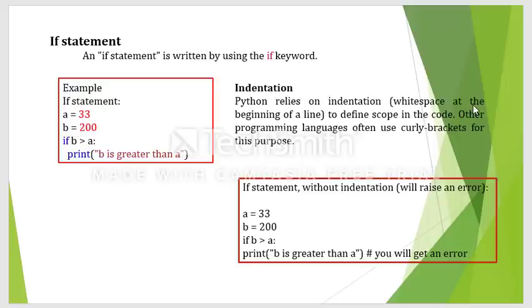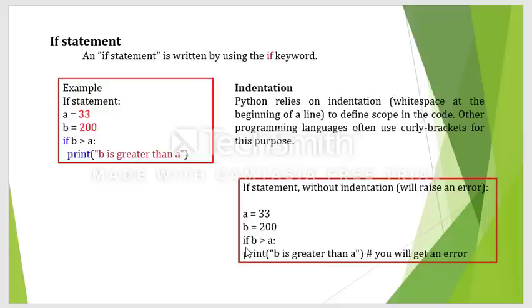Indentation in Python is white space at the beginning of the line. This defines the scope of the code. In other programming languages, we generally use curly brackets. But in Python, we don't use curly brackets for this scope concept. What happens if we write the next statement in the same line? In the same line, when you write the next statement, you will get an error.